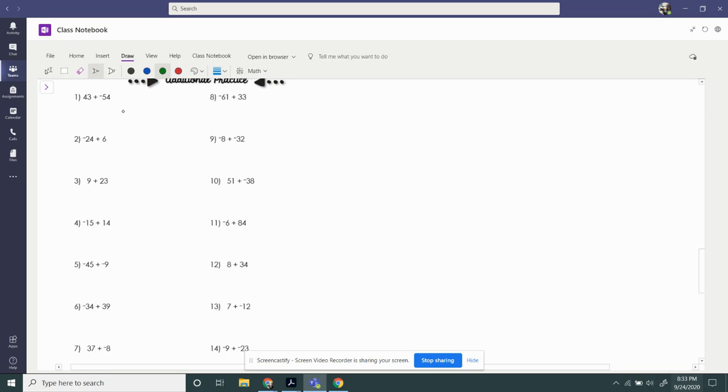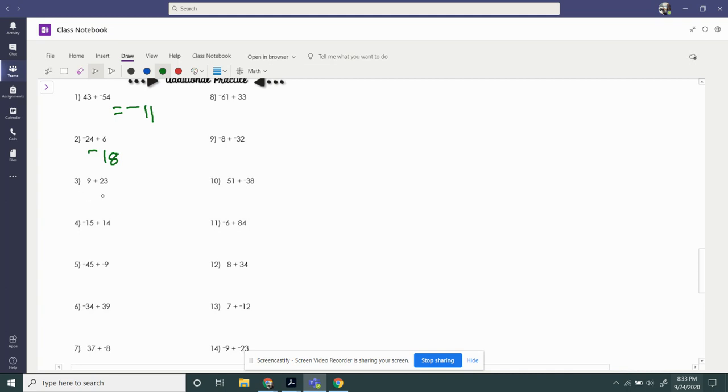Okay, I hope you worked on these on your own. Let's see how you did. Different signs, a positive 43 and a negative 54. We're going to subtract and keep the sign of the negative, which would be negative 11. Negative 24 plus 6. We ignore the signs, subtract the 6 from the 24, and we get negative 18.